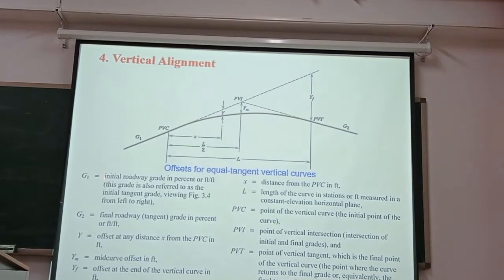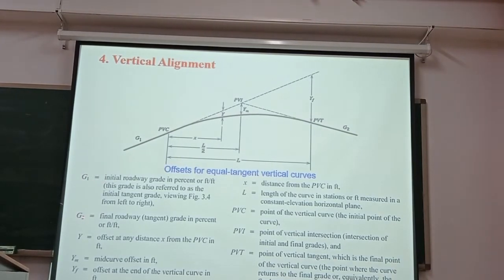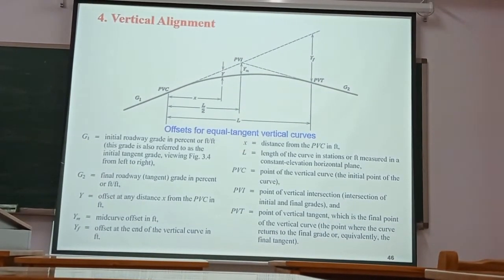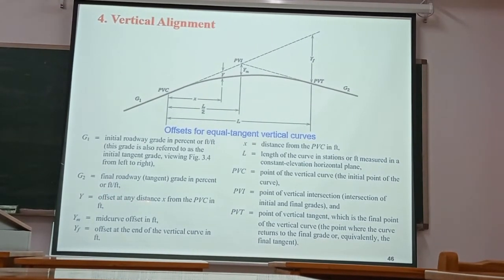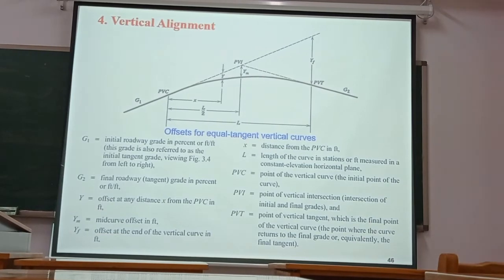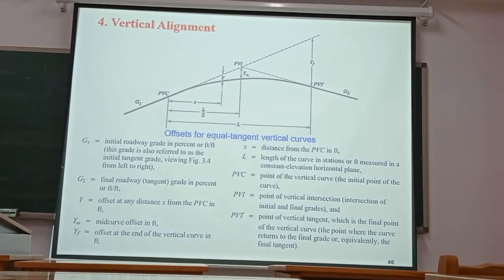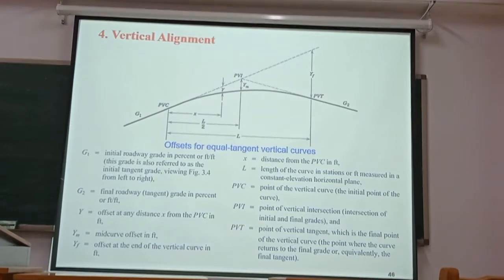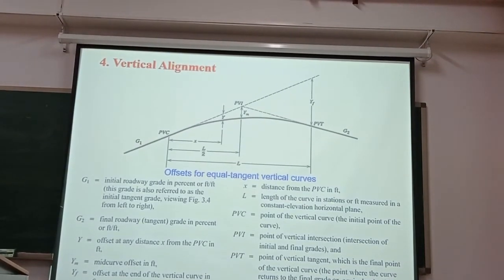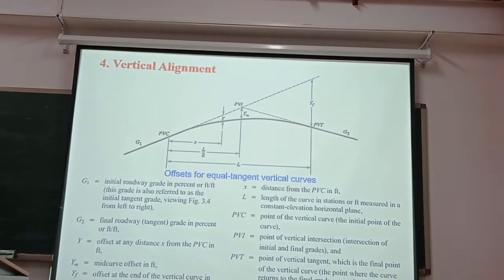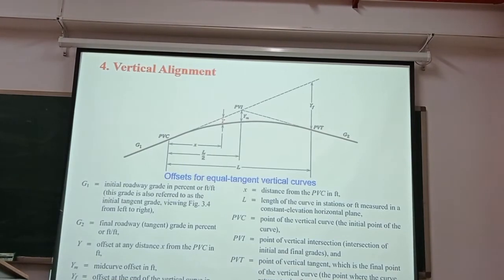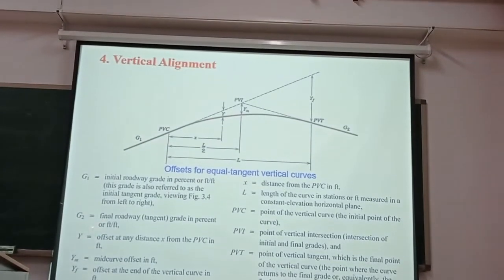G1, G2 is like before. Y is the offset at any distance x from the PVC in feet. Ym is the middle curve offset in feet, from the PVI to the curve. X is the distance from the PVC. L is the length of the curve in stations. PVC, PVI, PVT is like before. So we should know how to calculate or compute Y or Ym.